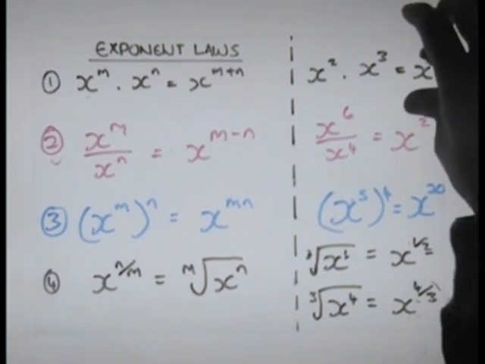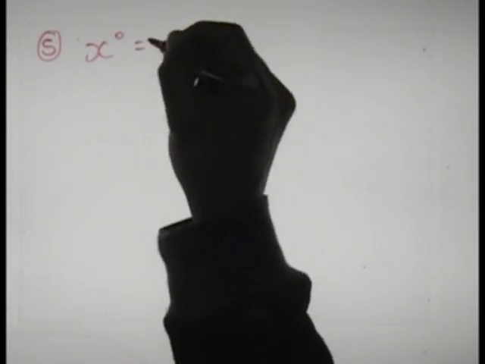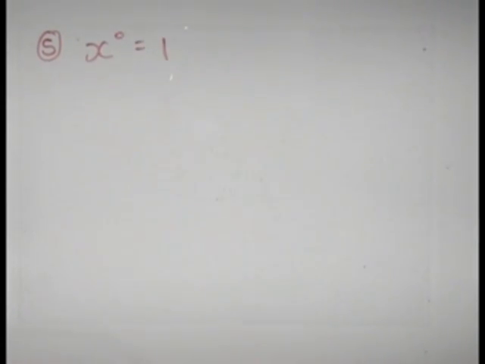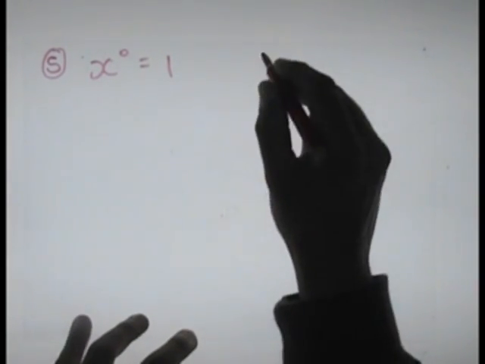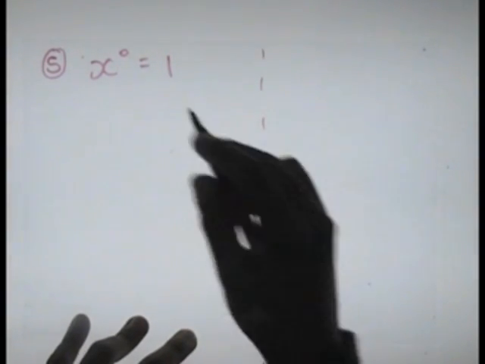The fifth law we're going to be looking at is a common law. X to the power 0 is equal to 1. Now remember that anything to the power 0 is always equal to 1. Let us look at an example of how that comes about.